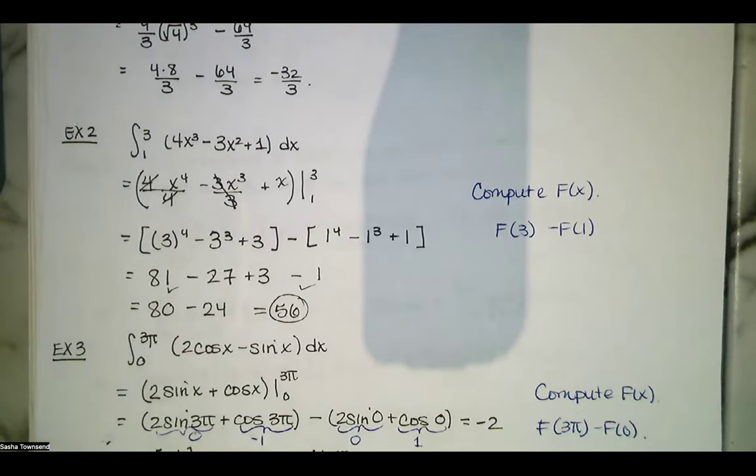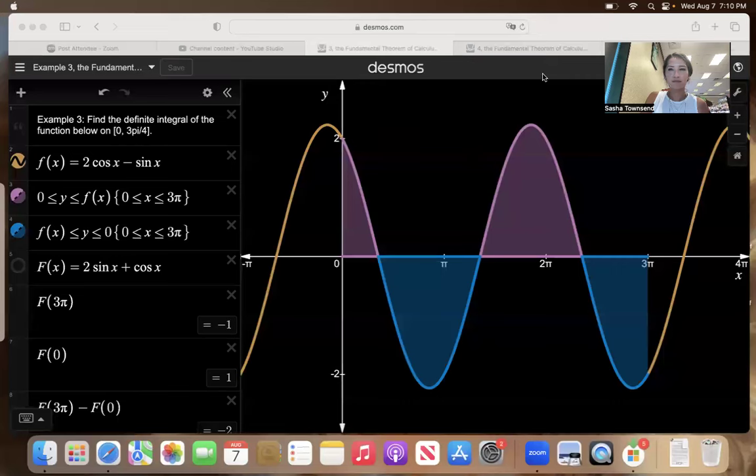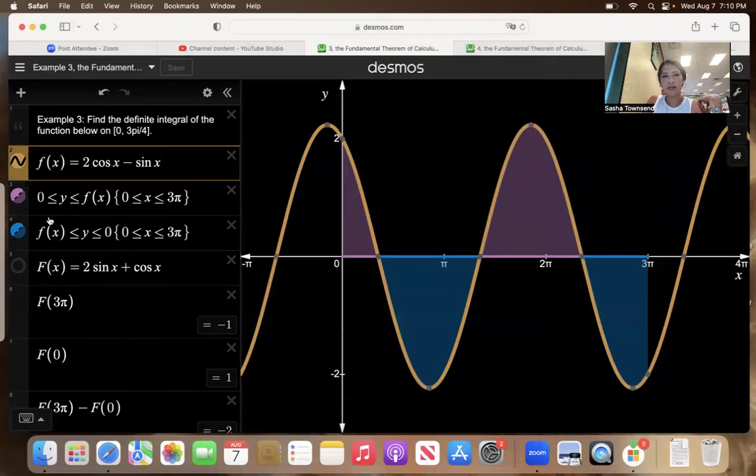Let's look at the graph online. So here's our function. If we shade the region between the function and the x-axis on the interval from 0 to 3 pi, this is what we see. Now notice it's just a shifted sinusoidal function. It just looks like sine and cosine. It's the same basic shape.